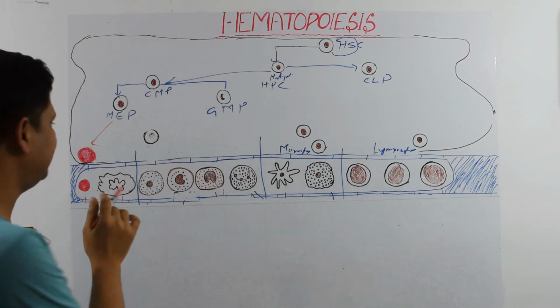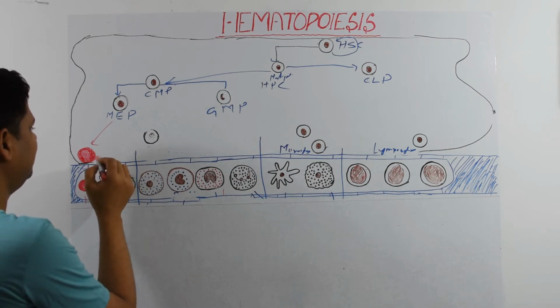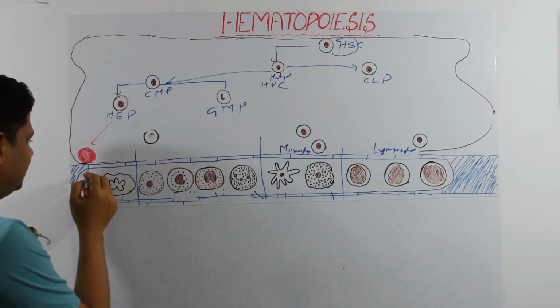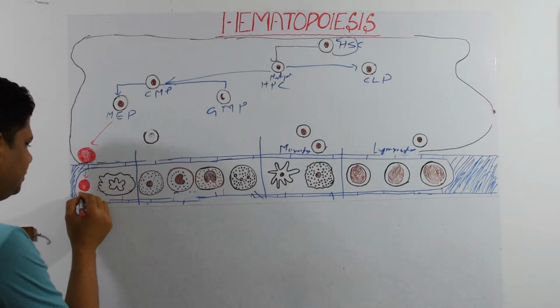these erythroblasts differentiate, and from erythroblasts, erythrocytes come.